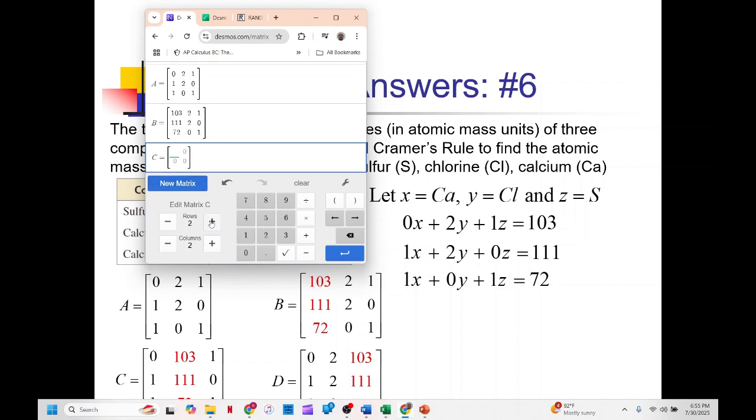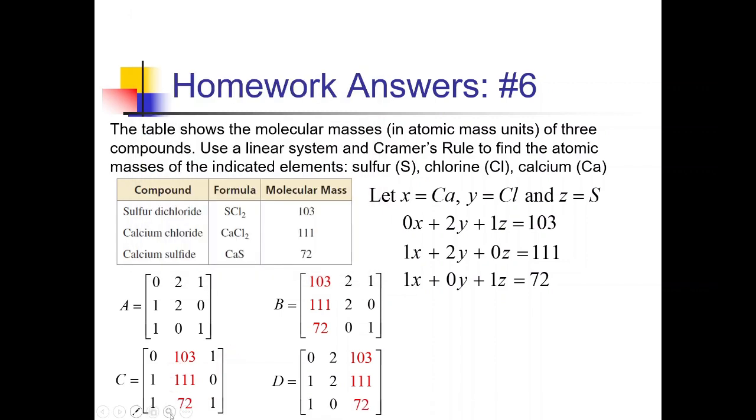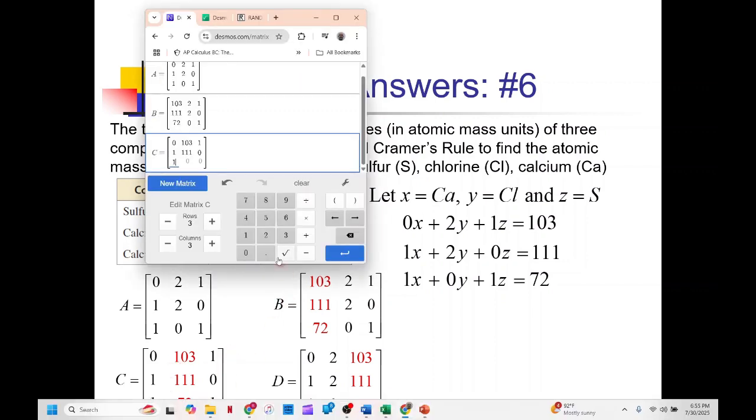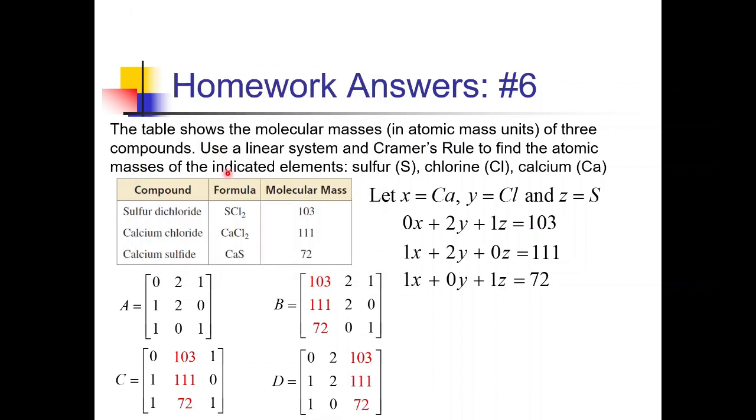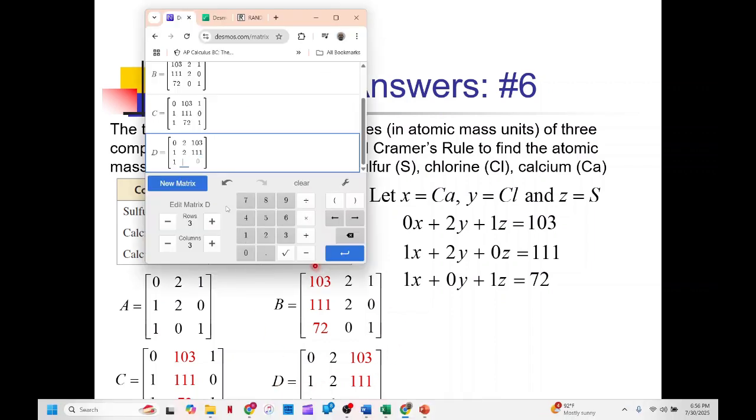Next up, C matrix, 3 columns, 3 rows. We've got 0, 103, 1, 1, 111, 0, and I need to go back to my screen to see what's down here, 1, 72, and 1, so let me put that in. And then finally my D matrix, 3 and 3. Let's do 0, 2, 103, 1, 2, 111, and 1, 0, 72. There we go.